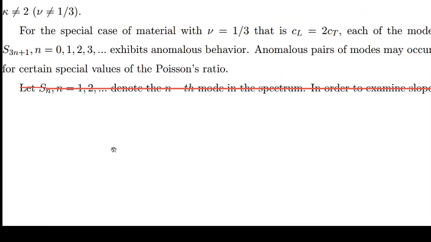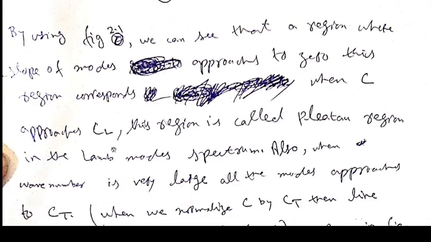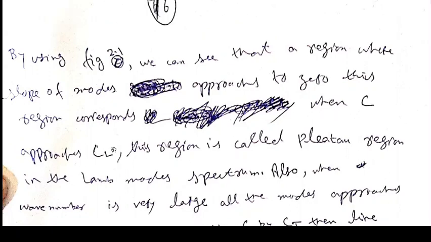This is figure 2 and this is figure 3, figures 2.1 and 2.2. I have written something here on this page for 2.1 and 2.2. Let's see what we have written here. By using figure 2.1, we can see a region where the slope of modes approaches 0. This region corresponds to when C approaches CL. This region is called the plateau region.